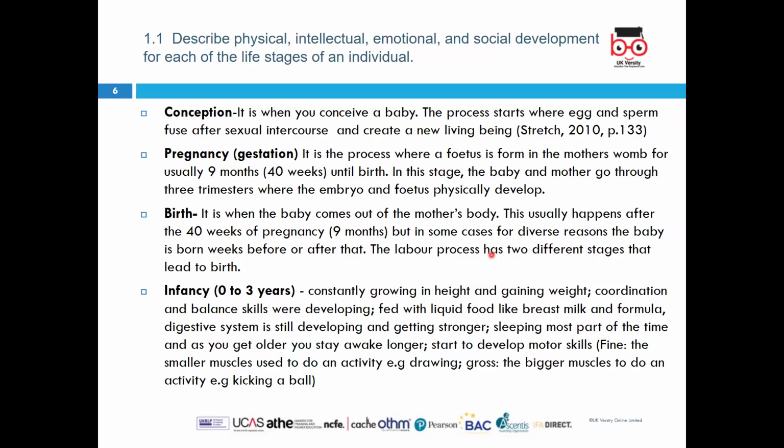And then there's birth, when the baby comes out of the mother's body. This can happen through cesarean sections, through assisted delivery, or through normal natural delivery, whatever the process is. And the labor process has two different stages that lead to birth. That's beyond this course, so we'll focus on the stages. So infancy is ideally 0 to 1 years. There's a typo over here. So 0 to 1 years.